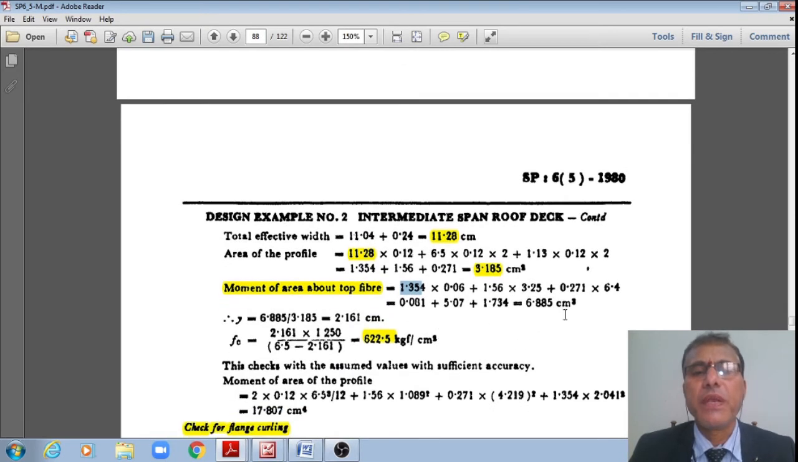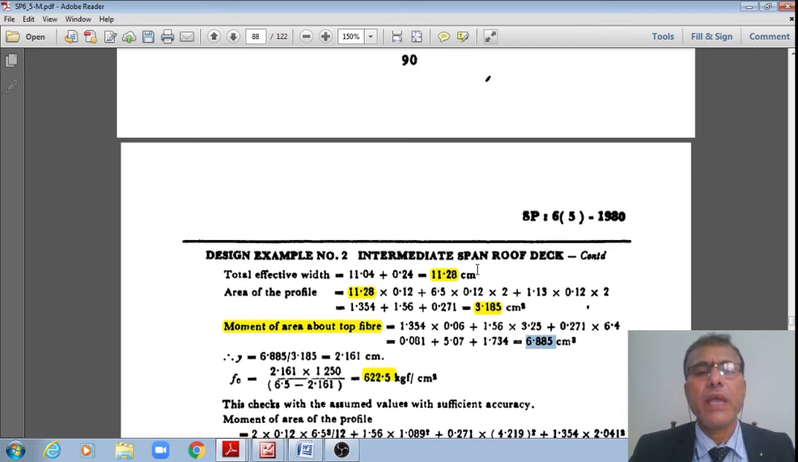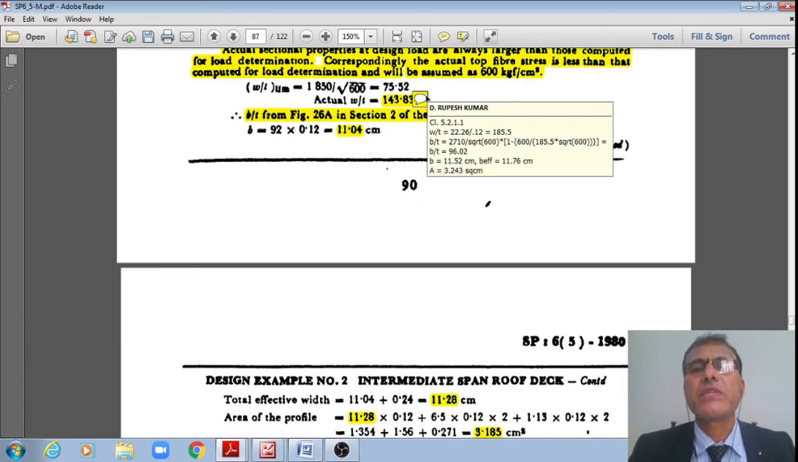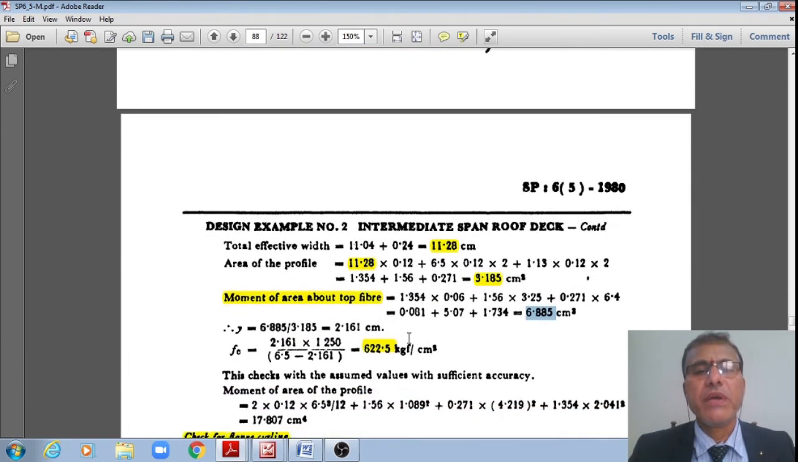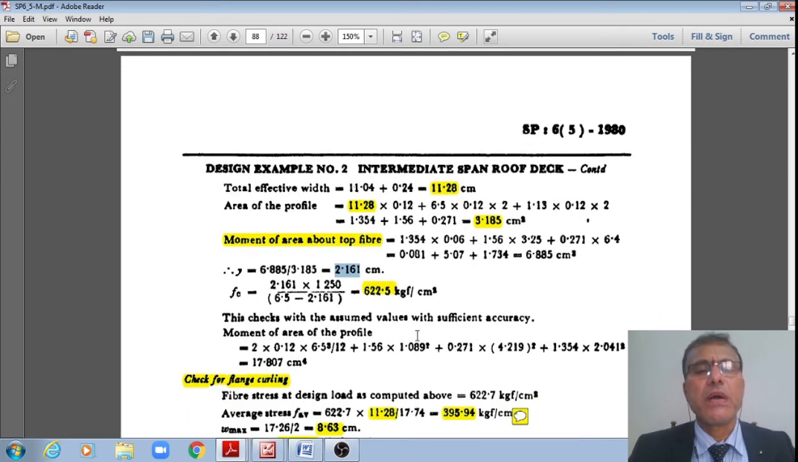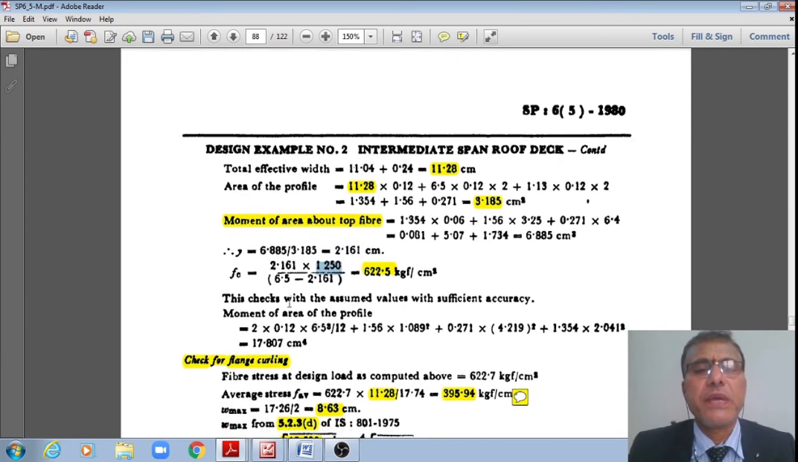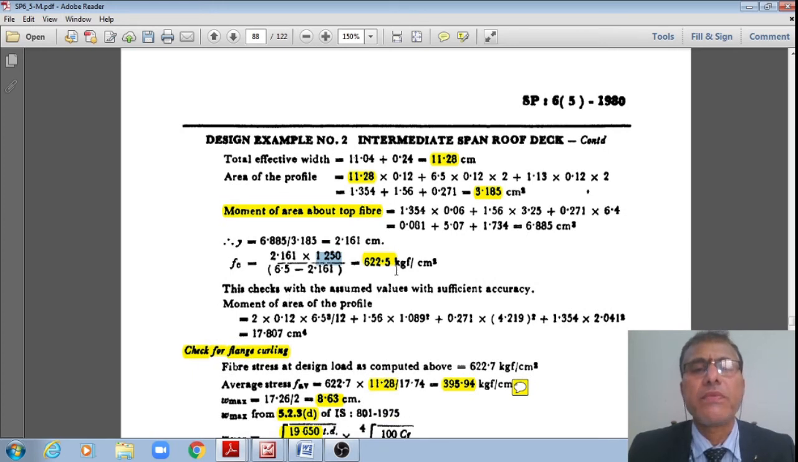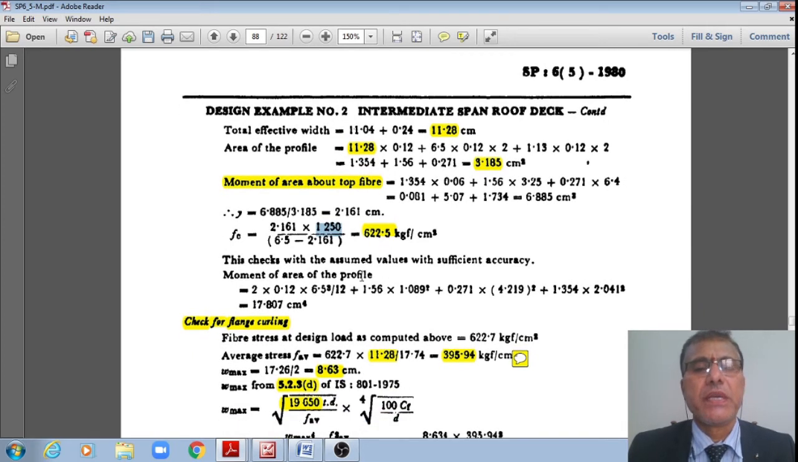Therefore, once I get this amount of area about this top fiber as 6.885 centimeters square, then I'll get the CG, right? What is the CG? Therefore, y is equal to summation of AI yi divided by AI. We already got in the previous calculation AI as 3.243. Therefore, if I divide with that, now I'll get approximately 2.161 centimeter. Therefore, what is that compressive stress at that level? 2.16 multiplied by permissible stress of 1250 divided by the extreme fiber distance 6.5 minus 2.161. That works out to say 622.5 kg per centimeter square.